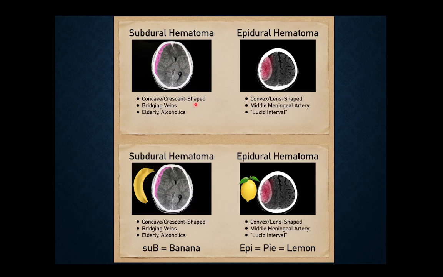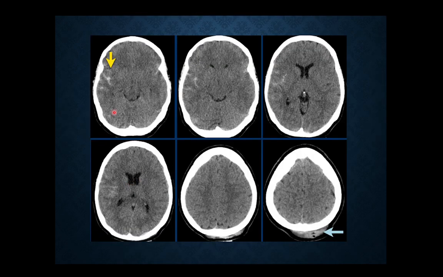So, this one is subdural hematoma, epidural. So this looks like a lemon and this looks like a banana. Now, what is this? Which type of hemorrhage is this one?